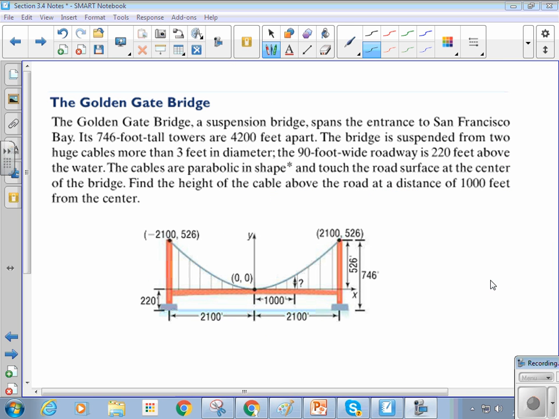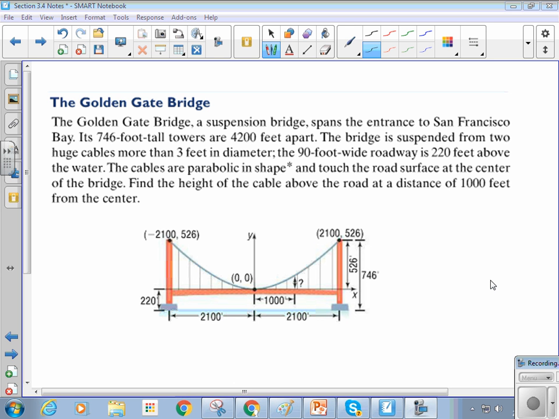The Golden Gate Bridge happens to be shaped like a parabola. Lucky for us. Okay, so the Golden Gate Bridge is a suspension bridge. It spans the entrance to San Francisco Bay. It has 746-foot tall towers. If you look, that is this height right here.